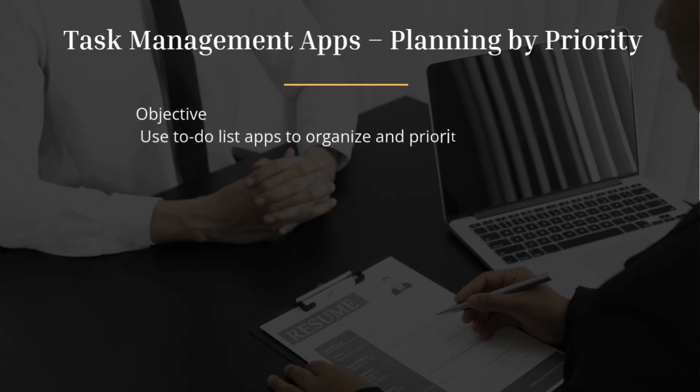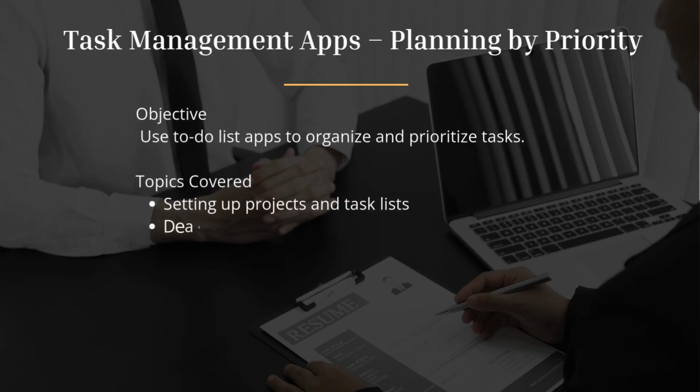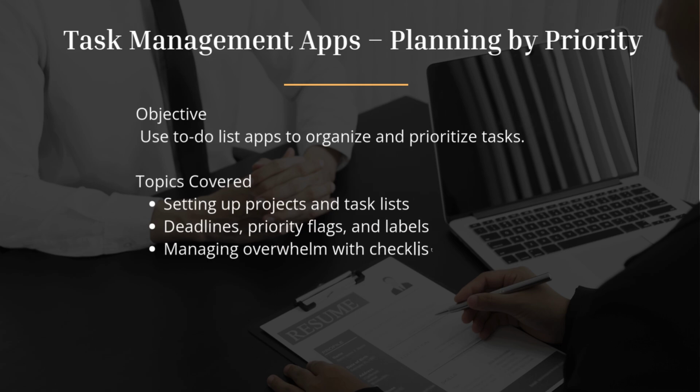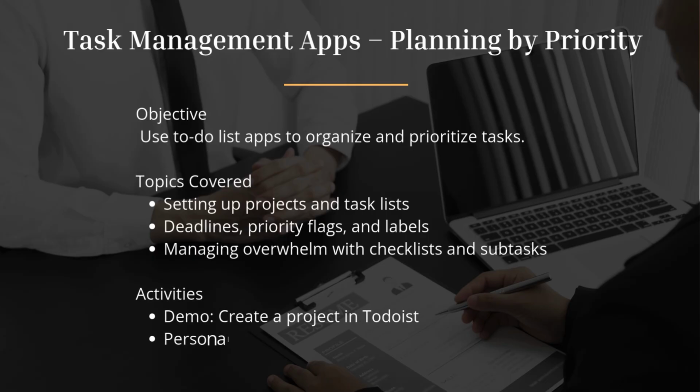Task management apps, planning by priority. Objective: use to-do list apps to organize and prioritize tasks. Topics covered: setting up projects and task lists, deadlines, priority flags, and labels, managing overwhelm with checklists and subtasks. Activities: demo, create a project in Todoist. Personal task load audit plus planning exercise.